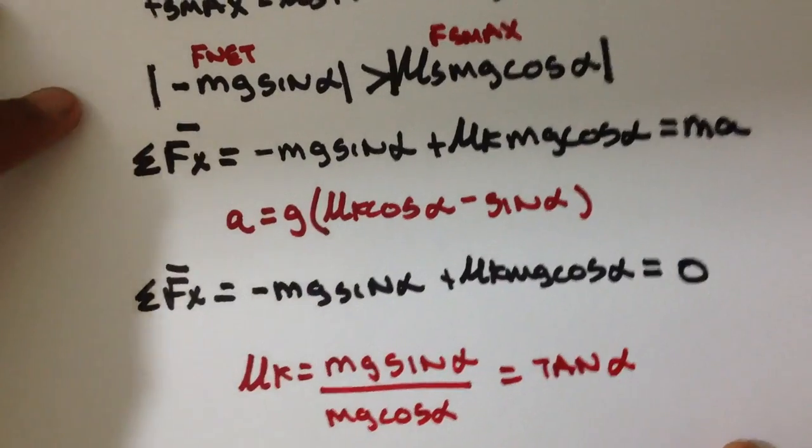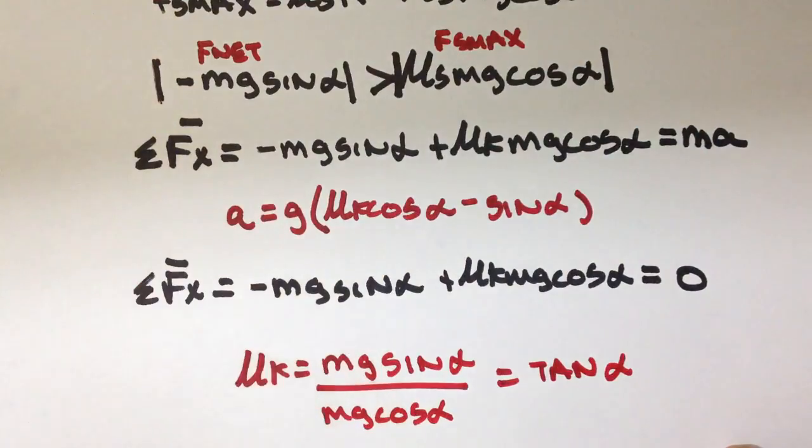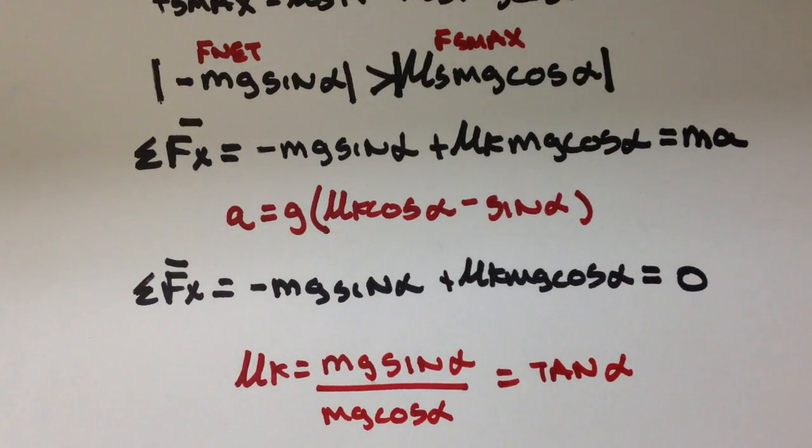This means that if the block were to move down the inclined plane at constant speed, we can figure out experimentally the coefficient of kinetic friction by calculating what alpha is. But we have to know that the block is descending at a constant speed. Okay?